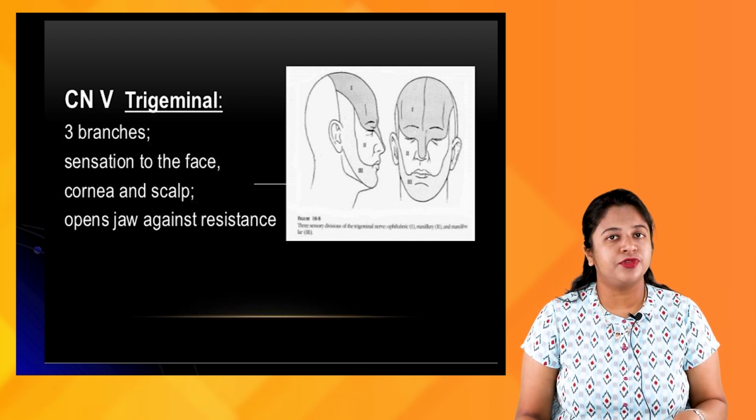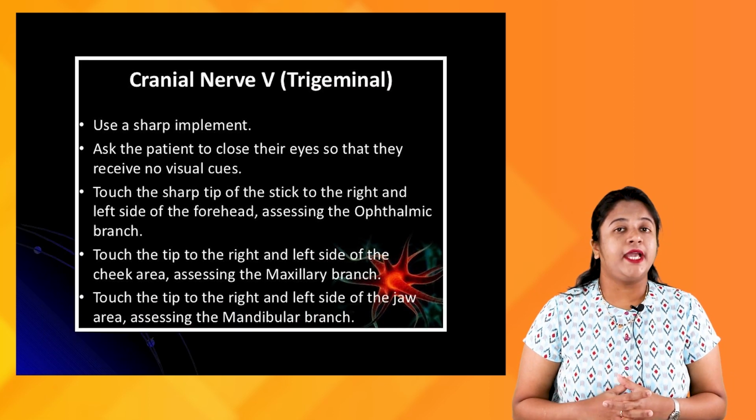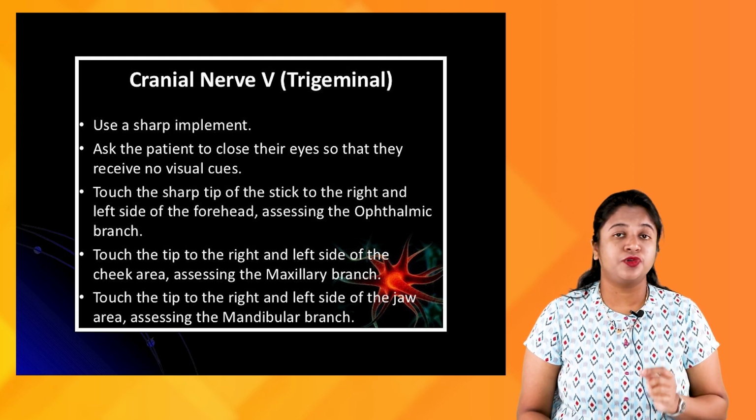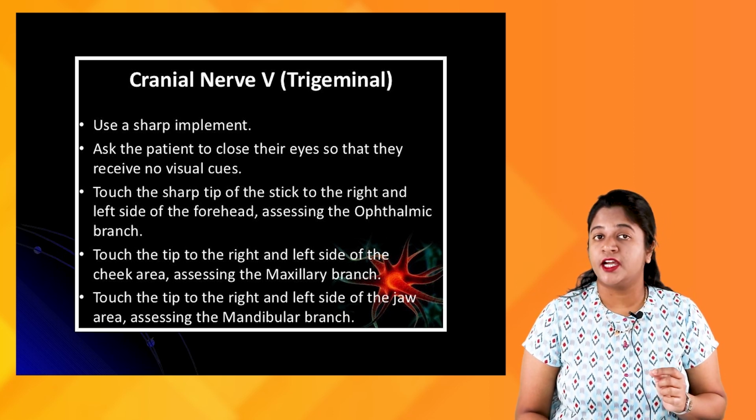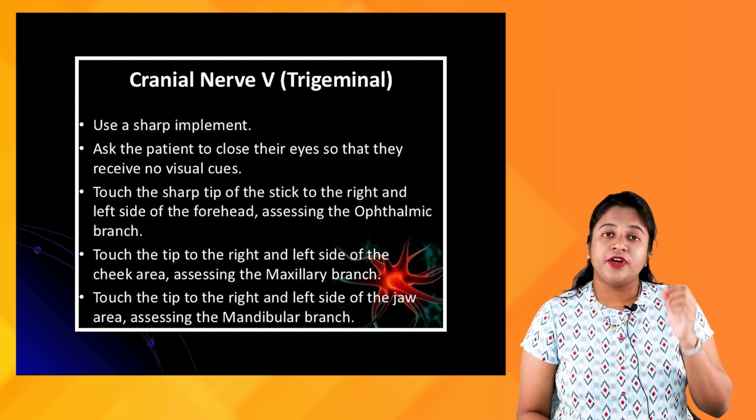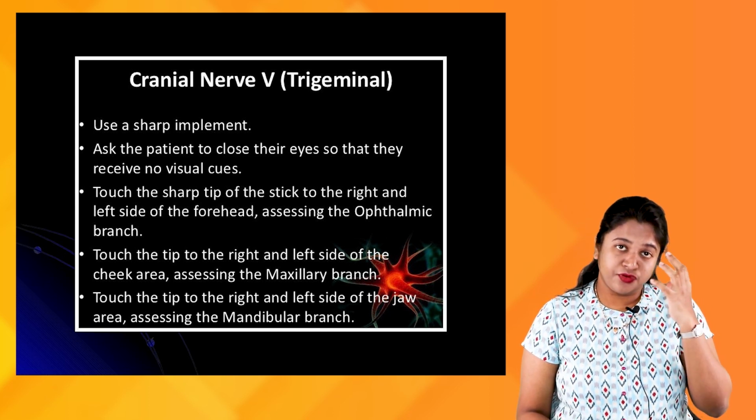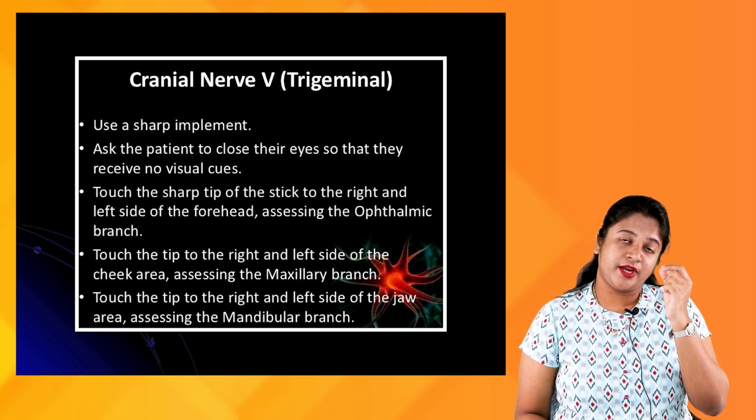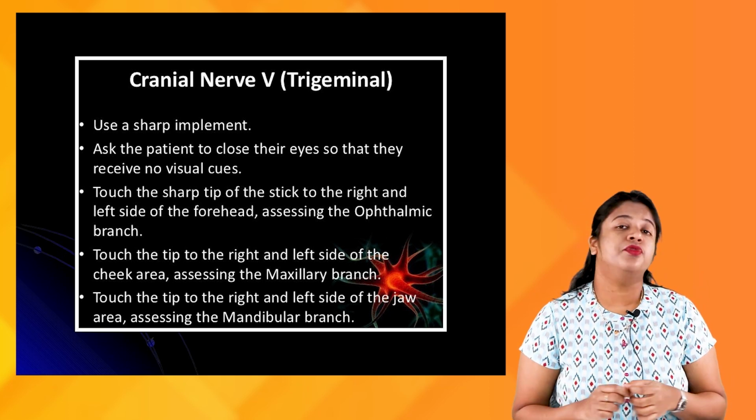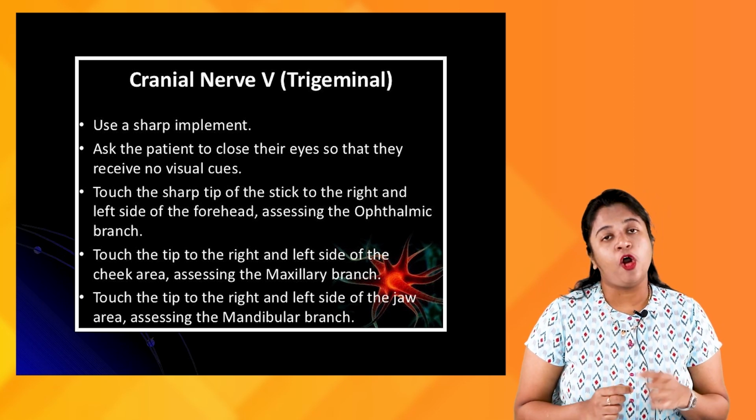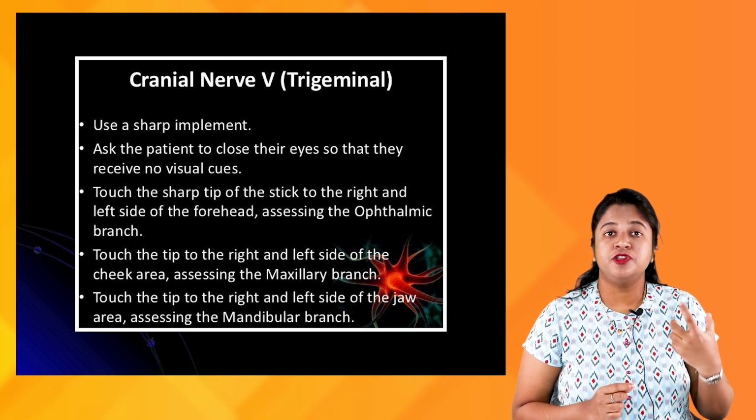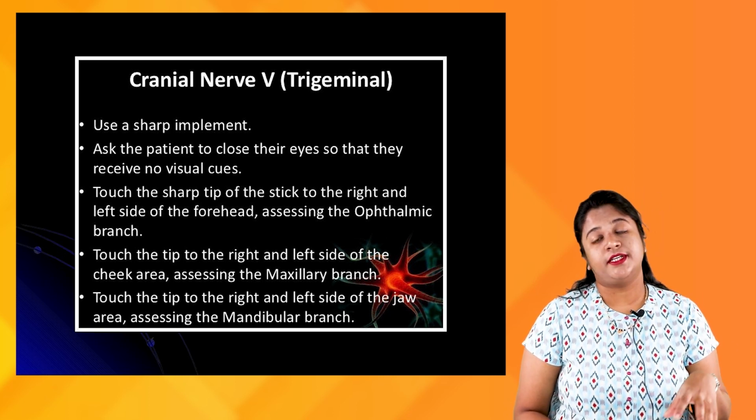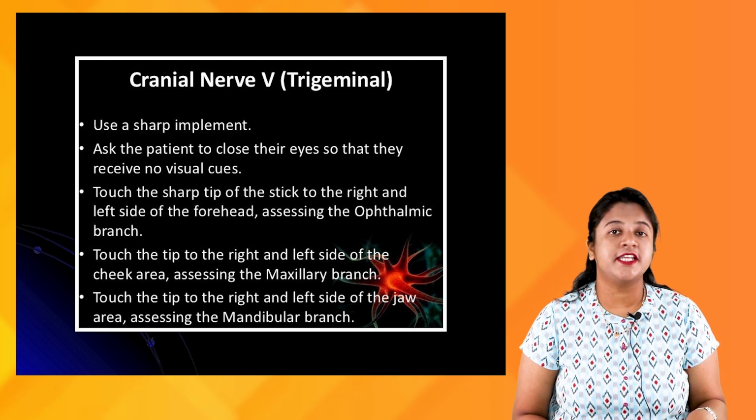Now, how do we have to do the assessment? We may require a sharp object to do the assessment. You ask the patient to close the eyes so that he will not get any kind of visual cues. Then the first thing that you're going to do is the forehead. Okay, so here you're going to just prick the patient's forehead, the right as well as the left part of the forehead with the sharp object, and ask the patient whether he is able to feel the sensation. With this assessment you are going to find out whether the ophthalmic function is intact or not.